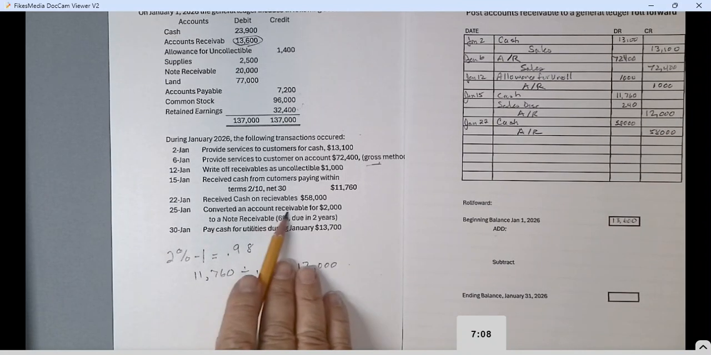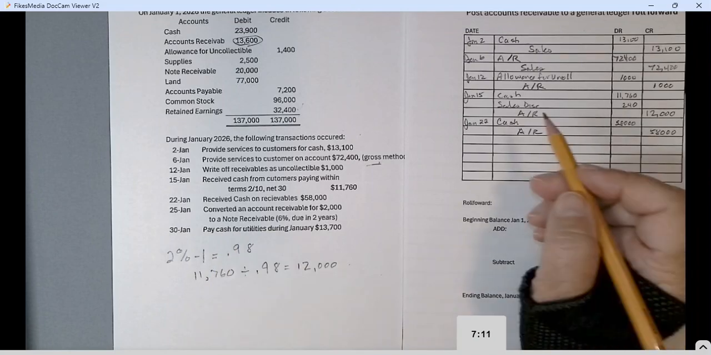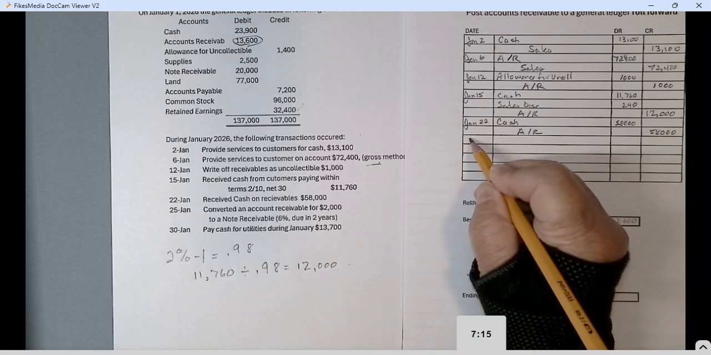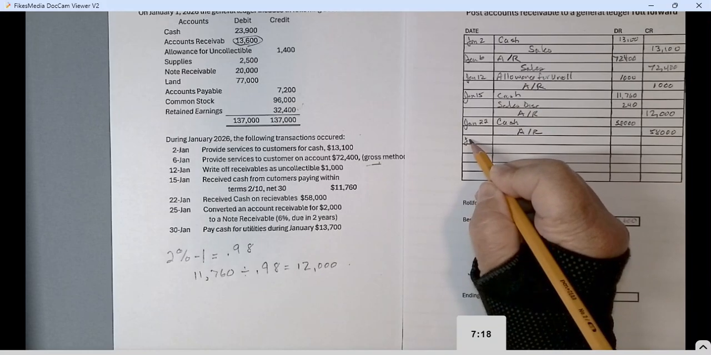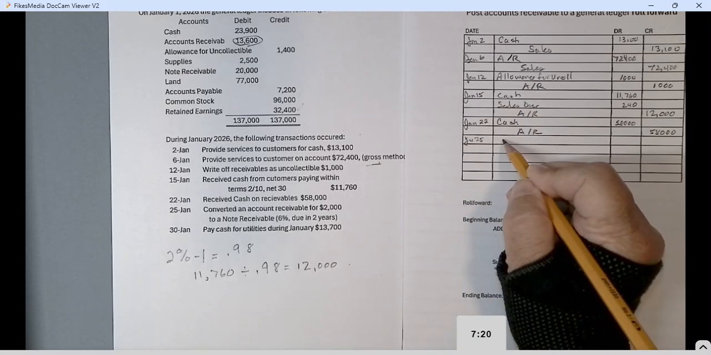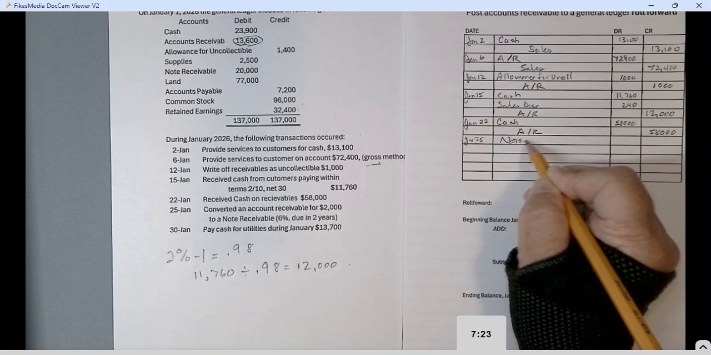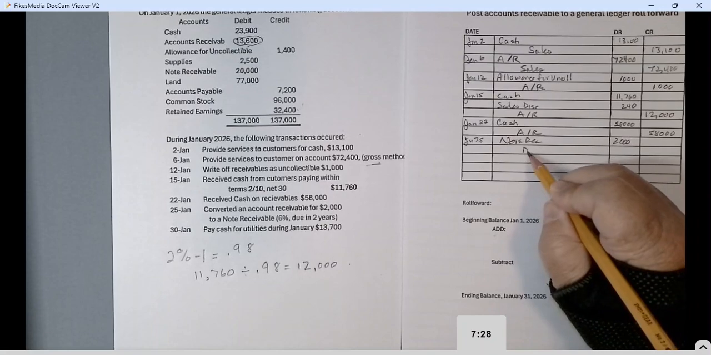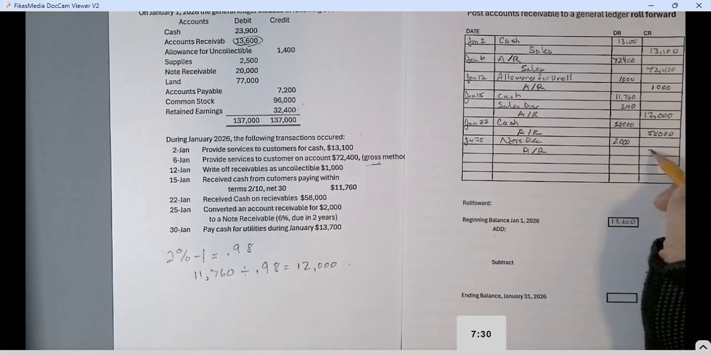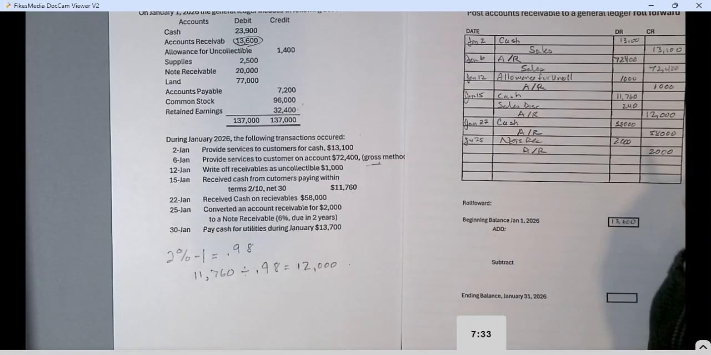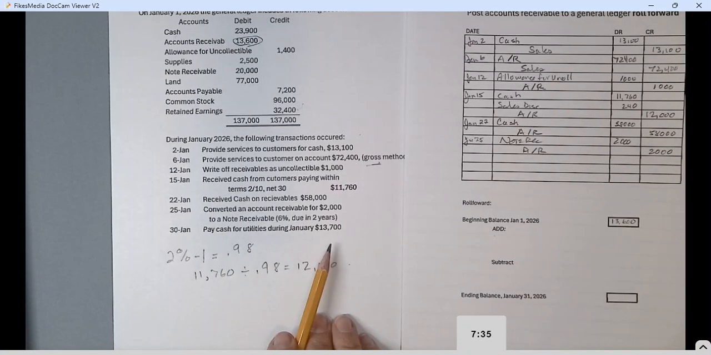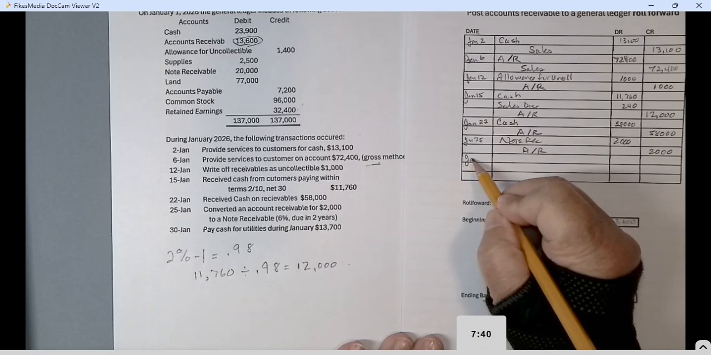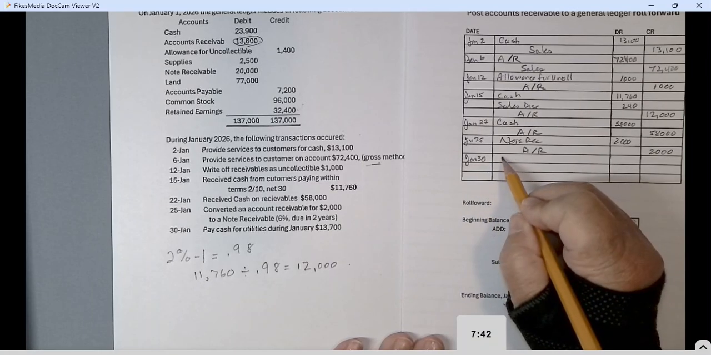On January 25th, we converted an accounts receivable for 2000 to a note receivable. So January 25th, note receivable, accounts receivable. Okay. And then paid cash for utilities during January. We can write that journal entry up because that's what the instructions say.